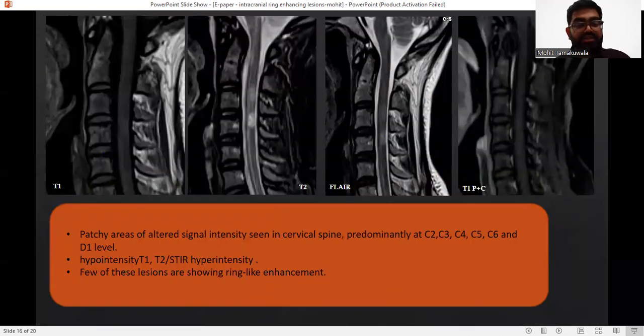Patchy areas of altered signal intensity seen in the cervical spine, predominantly at the C2, C3, C4, C5, C6 and D1 levels. Hyperintensity on T1 and T2 is noted. Few of these lesions are showing ring-like enhancement.